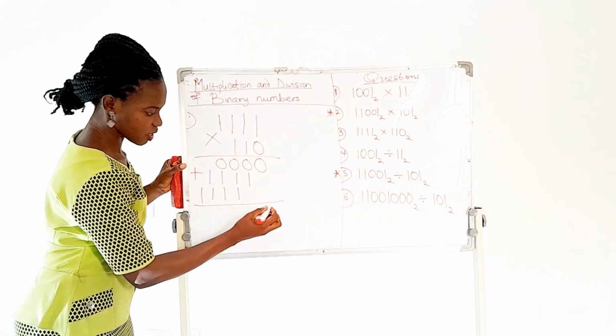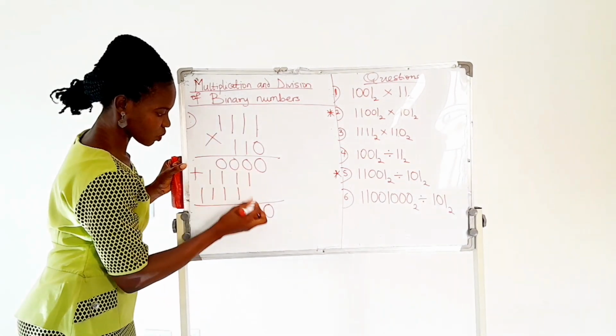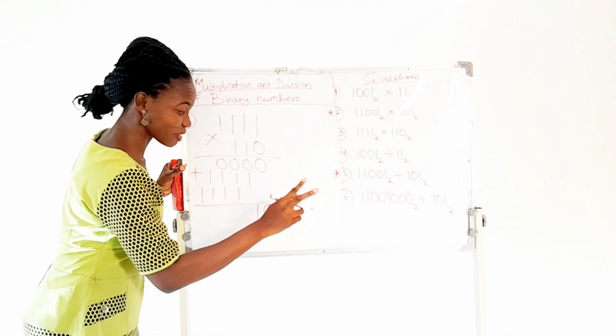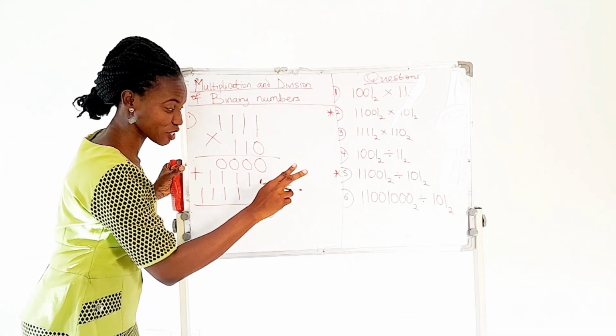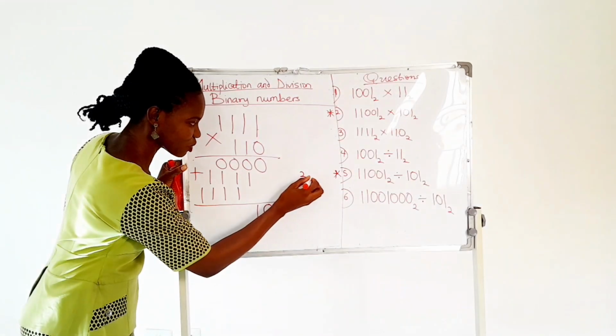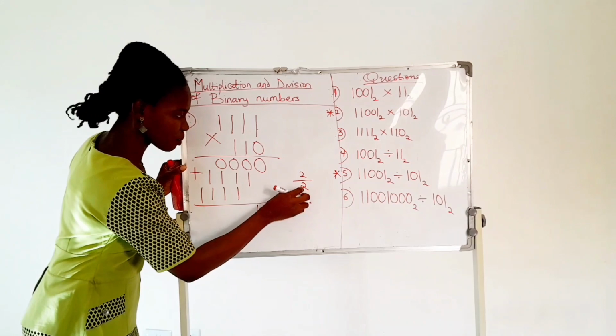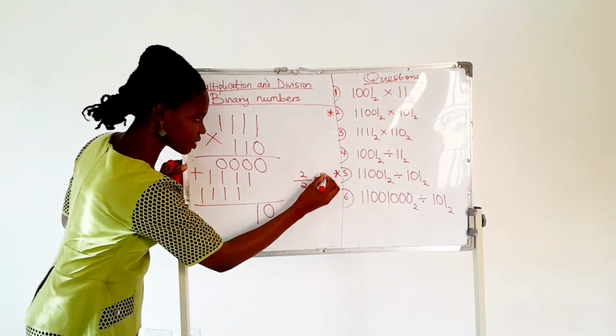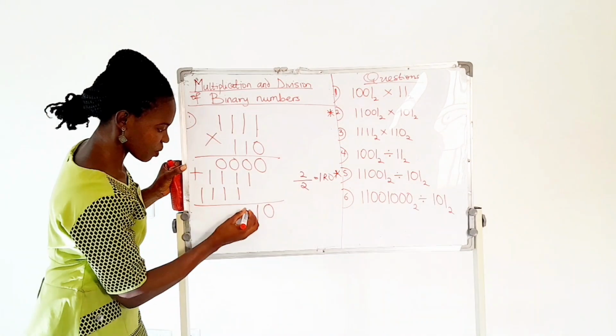This 0, nothing is here, so we bring down the 0. 0 plus 1 is 1. 1 plus 1 is 2. You remember what we said in the video on addition and subtraction. So 1 plus 1 is 2. See that 2 here? Because we're working in base 2, how many times will 2 go in 2? How many 2s do we have in 2? It is 1, remainder 0. So this remainder, we write it.